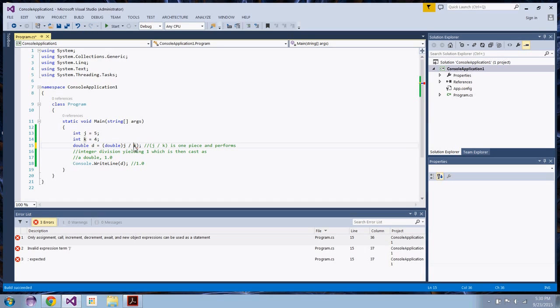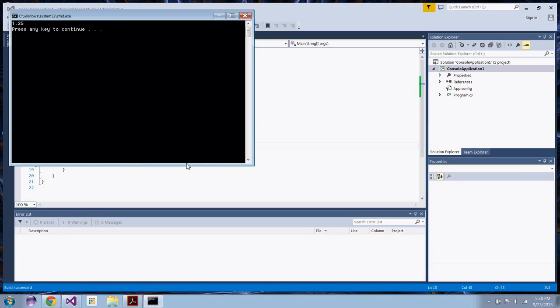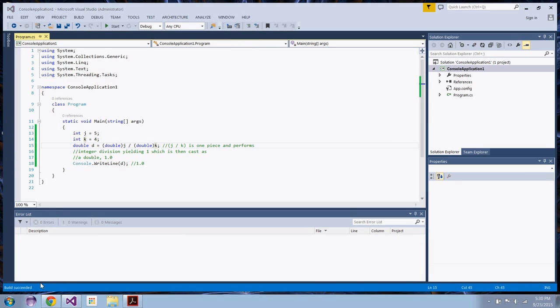However, if we were to take that out of parentheses and put a double also in front of the k, it's going to treat j and k as doubles. And when you run it, you'll still get the 1.25 because it now knows that it needs precision for both numbers.